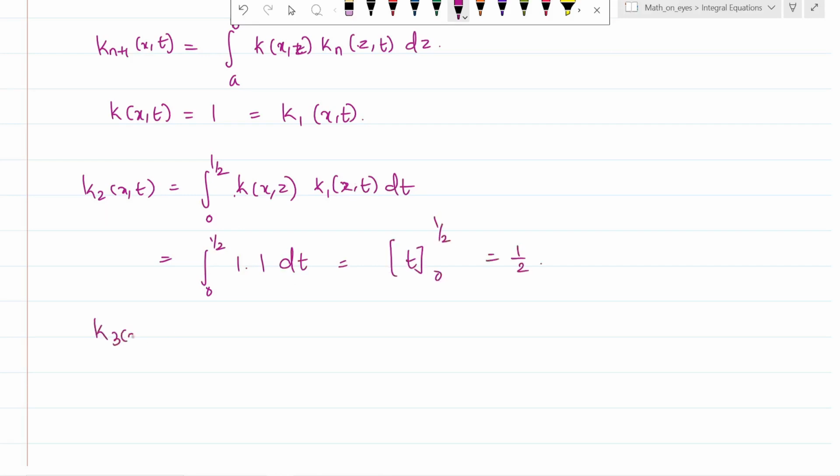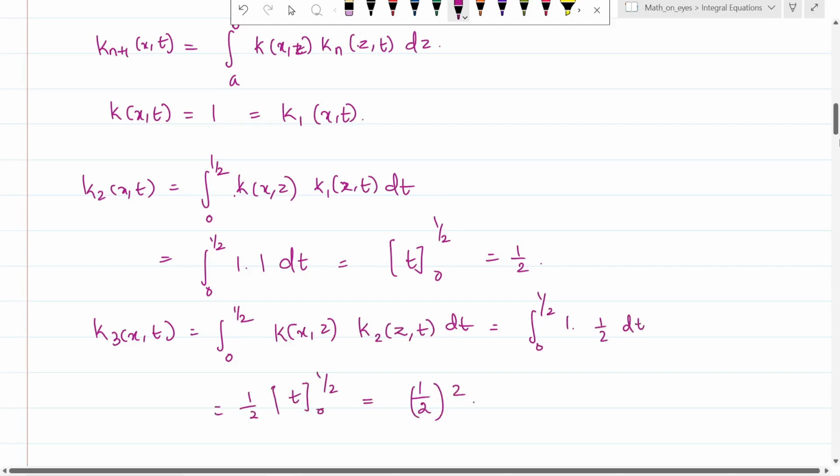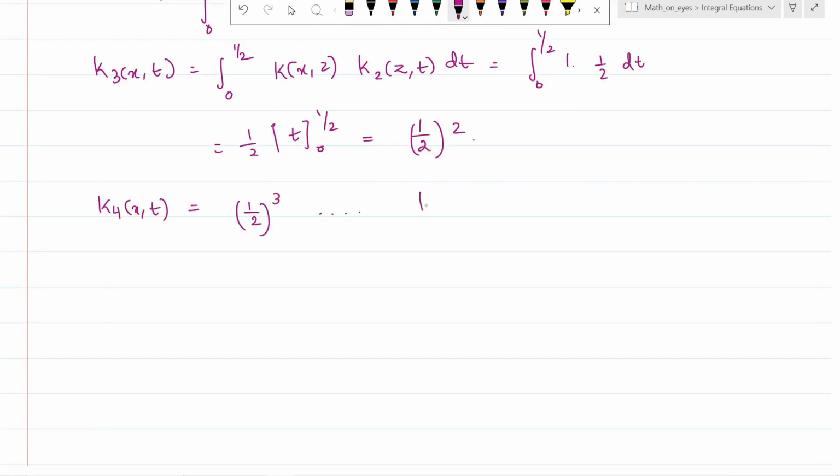And K3 of x comma t will be equal to integral 0 to 1/2 K of x comma z into K2 of z comma t into dt, which is equal to integral 0 to 1/2 1 into 1/2 into dt, which will be equal to 1/2 t from 0 to 1/2, which is equal to (1/2) squared. Similarly, when you find K4 of x comma t, you will get it as (1/2) cubed. And similarly proceeding, you will find K n of x comma t is equal to (1/2) to the power n minus 1, and K n plus 1 of x comma t will be equal to (1/2) to the power n.